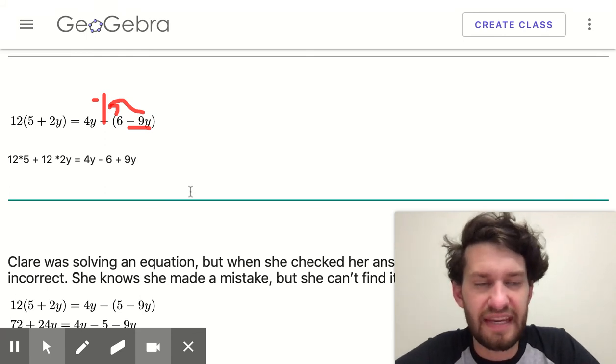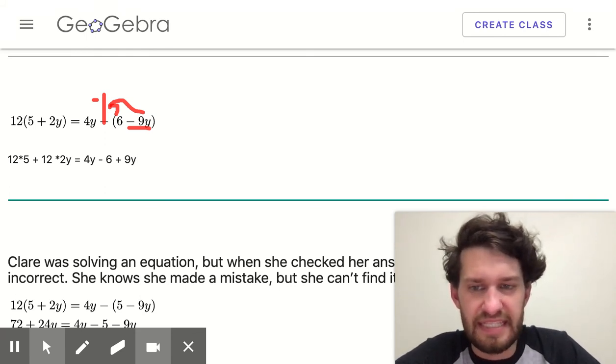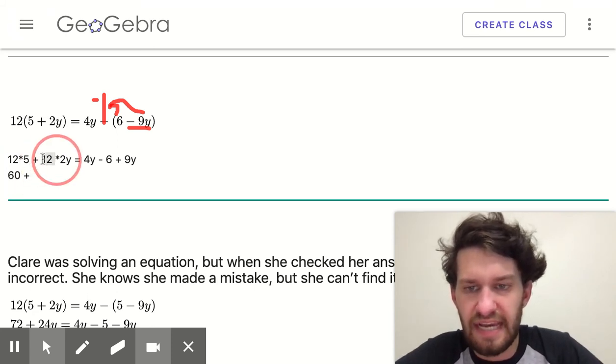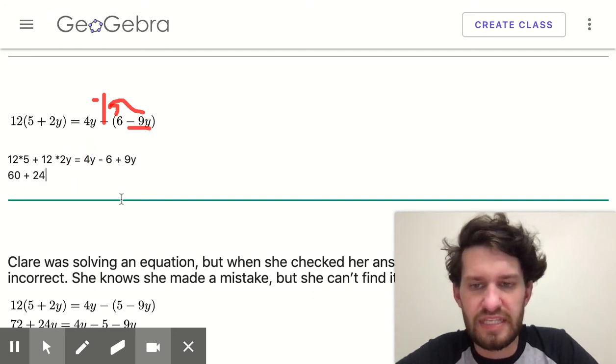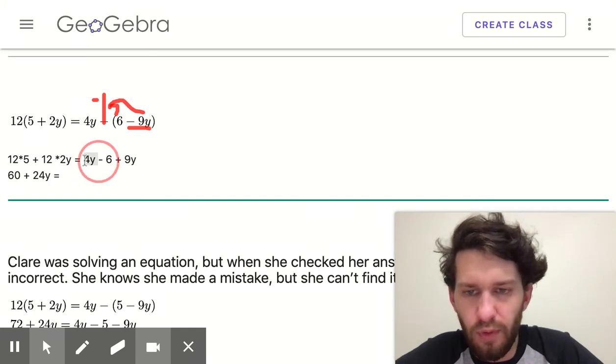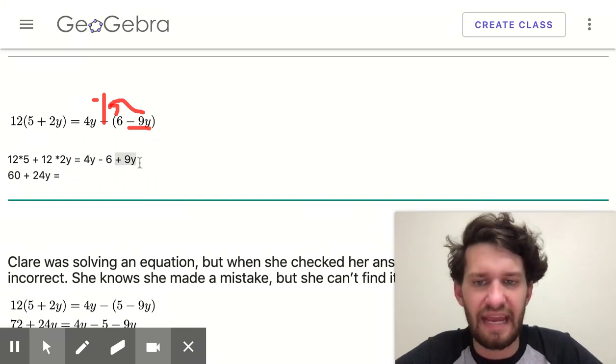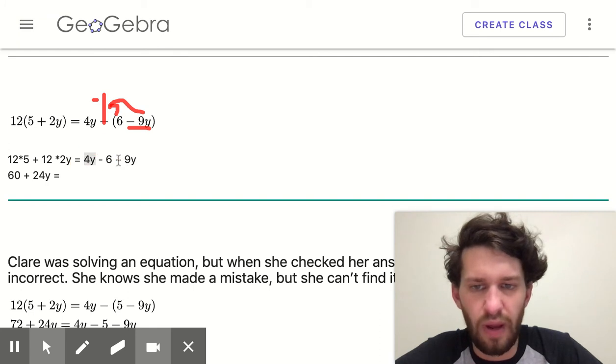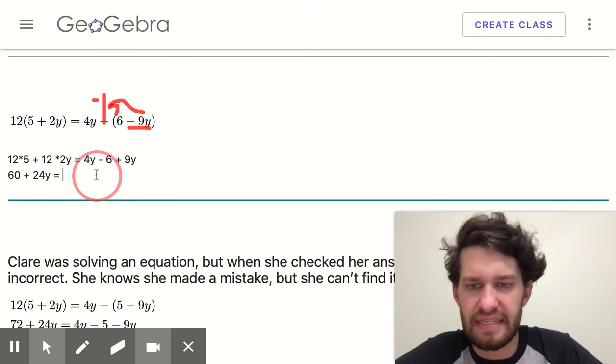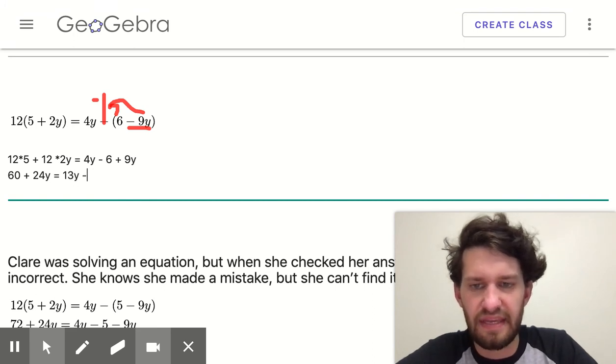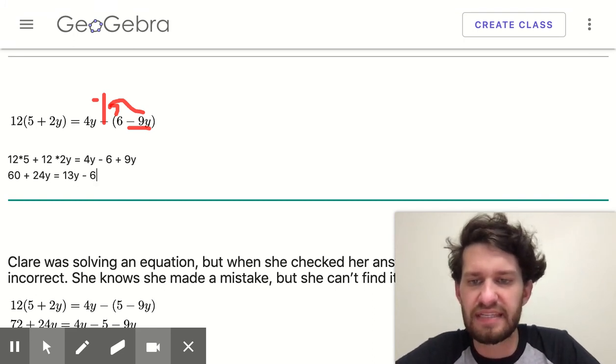Now there are some things in my equation that I can simplify, right? 12 times 5 is 60, plus 12 times 2 times y. That gives me a total of 24 y's. On the right side, I have 4y and I have positive 9y. I can combine those, right? 4y and I add 9 more y's. That gives me a total of 13 y's. And I still have that negative 6.